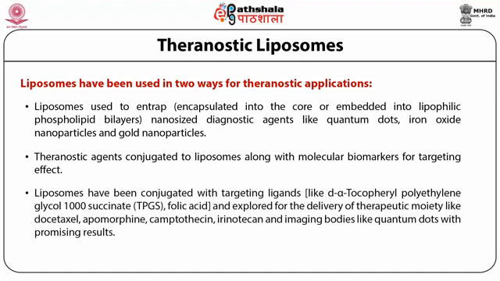applications. So liposomes have been conjugated with targeting ligands like D-alpha tocopherol polyethylene glycol 1000 succinate, TPGS, which is now extensively being explored for the targeting of particularly anti-cancer drugs. It has been used for the targeting of different therapeutic moieties like docetaxel, apomorphine, camptothecin, irinotecan, and imaging bodies also like quantum dots, Cy5.5 and some other fluorophores. Along with this TPGS, folic acid has also been used for the targeting of these theranostic liposomes.